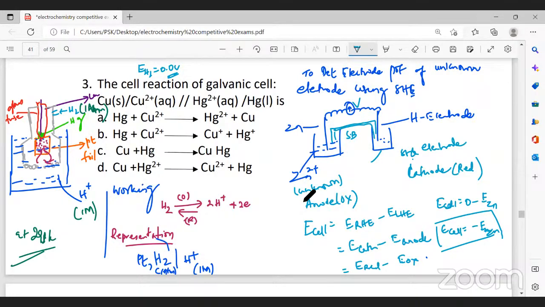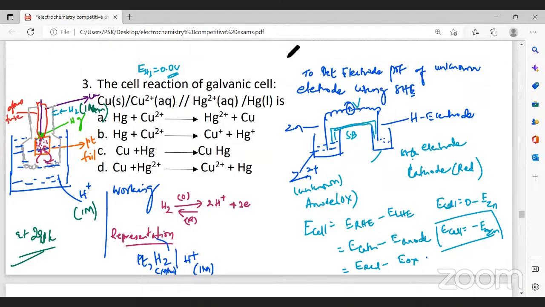So, tell me. The potential of the hydrogen electrode will be 0 because it's a primary reference electrode, right? I didn't tell you the demerit yet. I will teach you the demerit in a few minutes. Tell me, what's the clarification? You tell me.